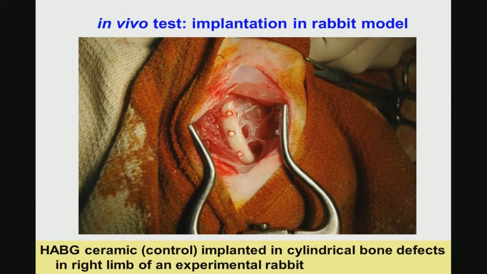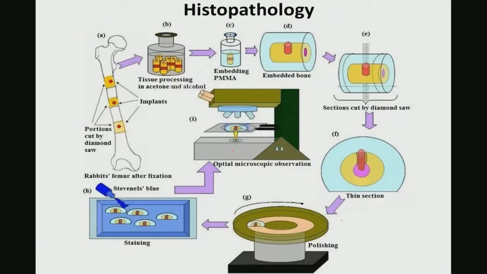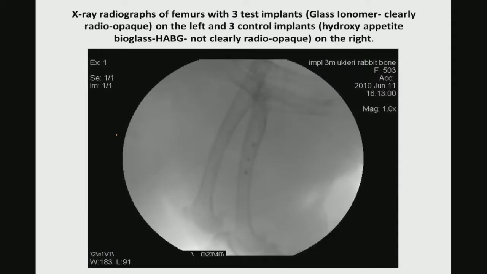So this is another view: the hydroxyapatite bioglass material, which is used as the control implant, is closely fitted into the femoral defect cavity. After all the test implantation is done, the animal is sacrificed, then you take the explant and a small tissue sample, and you can do further processing like embedding the bone, cutting sections with a diamond saw, making thin sections, polishing lightly, staining with Stevenel's blue, and then doing fluorescence and optical microscope observation.